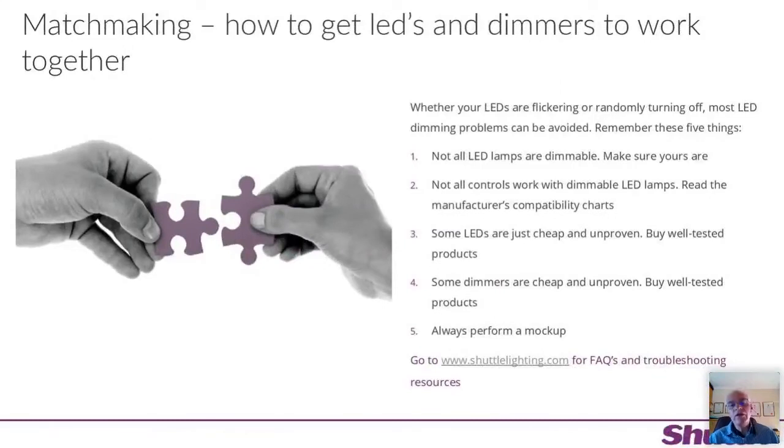So there's no simple answer to make everything work. The best that one can always do is to interact with your dimmer and your LED supplier. Make sure that you use good quality LEDs. Check with your supplier that they comply with all the CE standards. There are so many fake CE products out there. If you're unsure, do a mock-up. Once again, if you are really unsure, please send us samples of lamps. Shuttle does free testing of all of the lamps, for example, compatibility charts, etc.